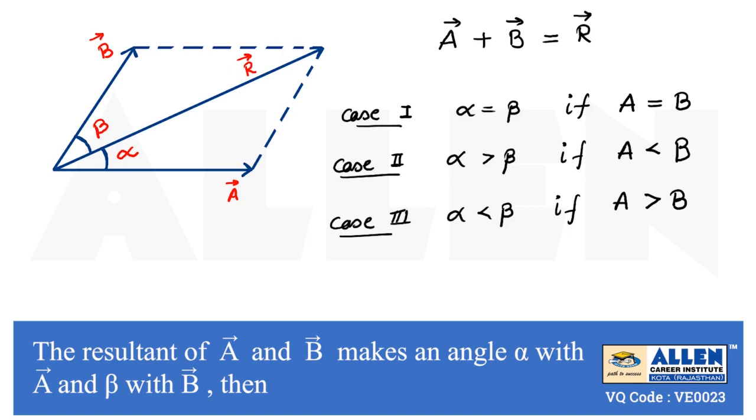So the answer of this question is alpha is less than beta if the magnitude of A vector, which is represented by A, is greater than the magnitude of B vector, which is represented by B.